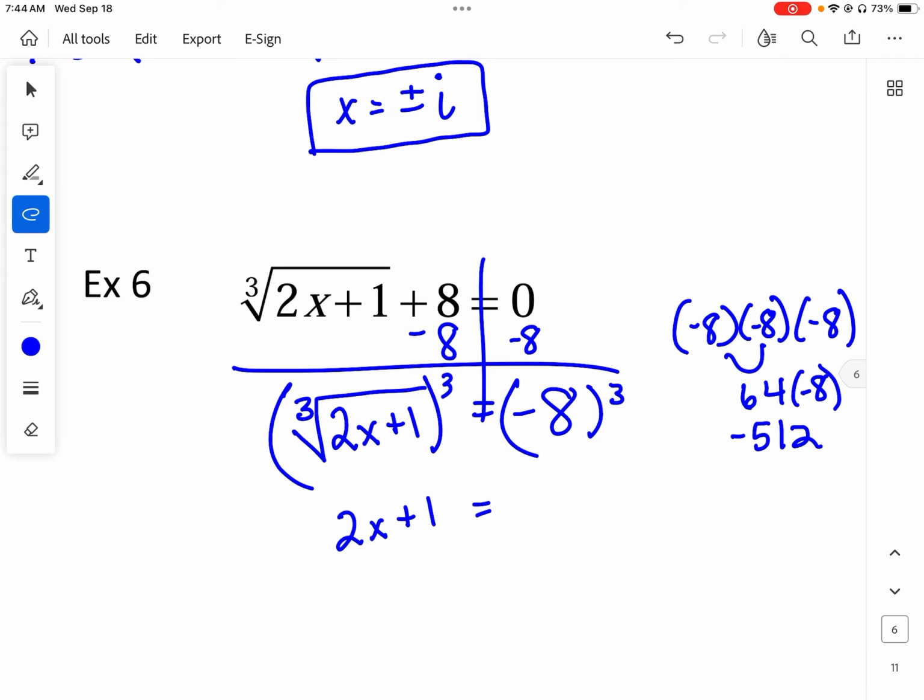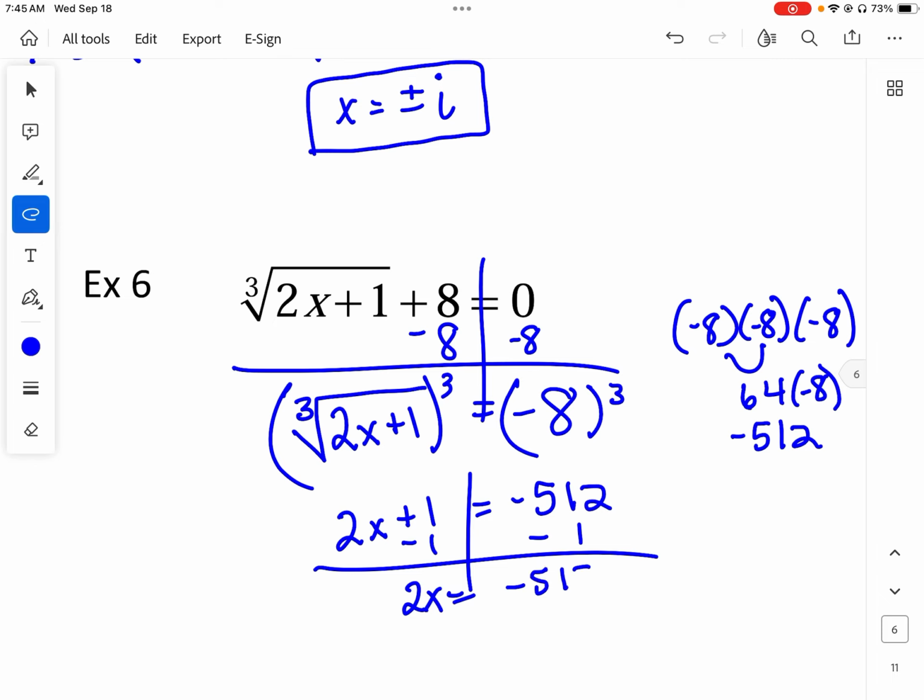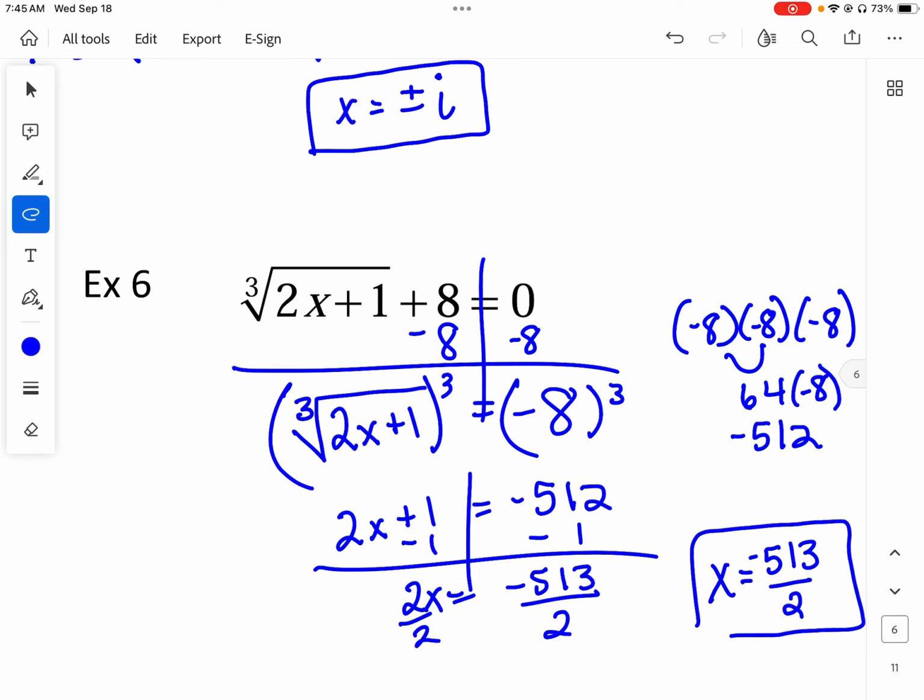Let me just make sure. 64 times 8. Yep, 512. So this is negative 512. Okay, now it's just a simple algebra 1 problem where we're solving. So minus 1, 2x equals negative 513. Divide by 2. Let's not do decimals. Let's just go ahead and write it as that fraction. It can't be simplified either because that top number, the numerator, is an odd number. So we'll leave it.